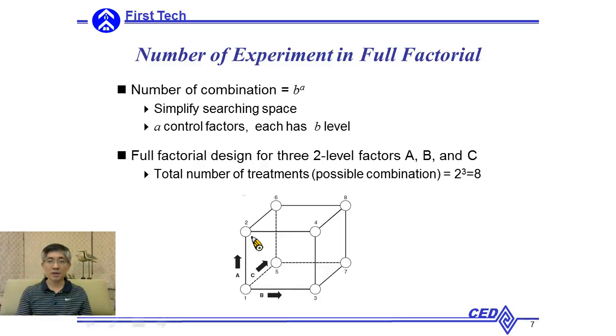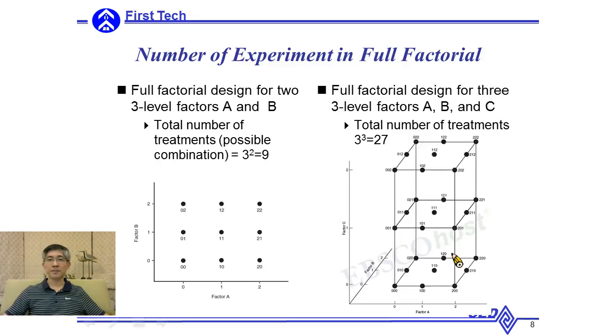And if we consider all the possible combinations for these factorial experiments, we call this a full factorial experiment. So in this case, we can look at the possible combinations for 3 factors A, B, C. Each factor has 2 levels. There will be in total 2 to the power of 3, 8 possible combinations. We call these 8 possible combinations 8 treatments.